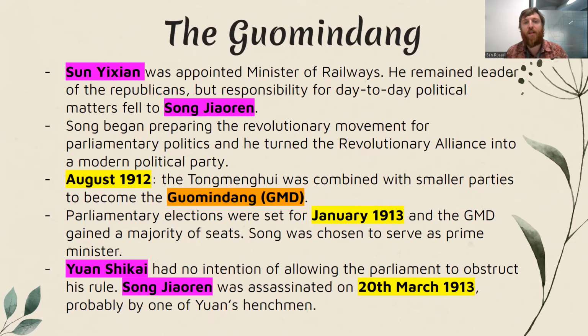However, Yuan Shikai had no intention of allowing the parliament to obstruct his rule. He was quite power hungry, as can be inferred through his fighting for being commander-in-chief of the Qing army, while also negotiating with the revolutionary groups during the 1911 revolution. So he was playing both sides so that he could gain more power. Song Jiaoren was assassinated on the 20th of March, 1913. And while there's no evidence for this, he was probably assassinated by one of Yuan's henchmen.